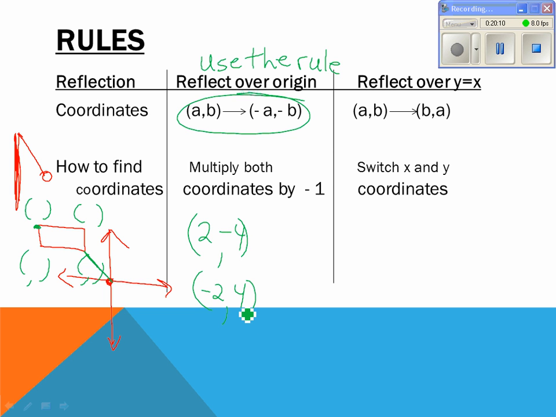With a point, it's not real difficult. With shapes, you've got to do it to each corner, then graph those 4 new corners, or 3 new corners, or 5 new corners, however many you have, and that'll be your new image.